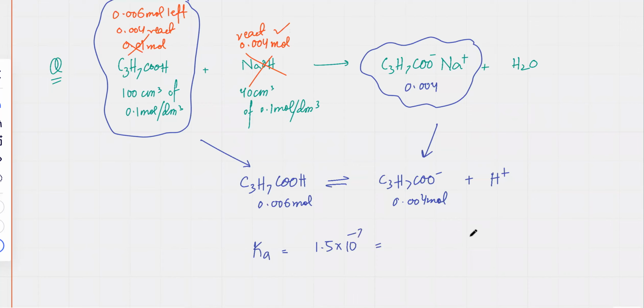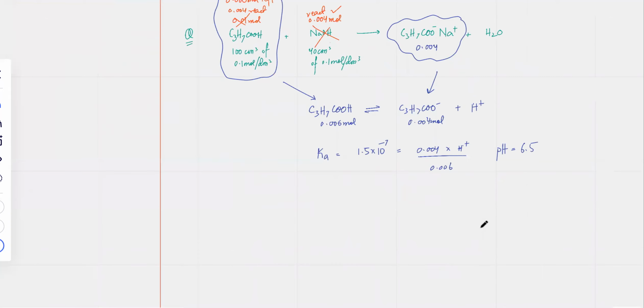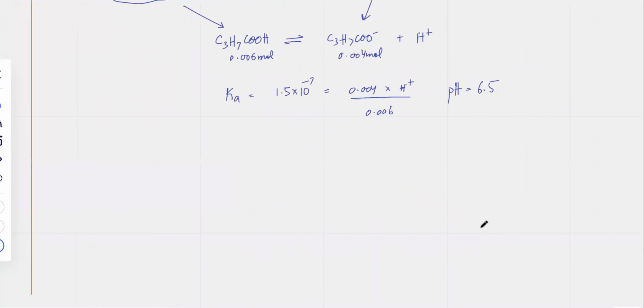So it's going to be product concentration, which is conjugate base concentration, 0.004, into the H+1 concentration. And the whole thing will be divided by the concentration of butanoic acid, which is 0.006. Can anyone quickly tell me what the pH is? I'm getting 6.65. Okay, so you just find the concentration of H+1 and take the negative log of that, and you will find pH.